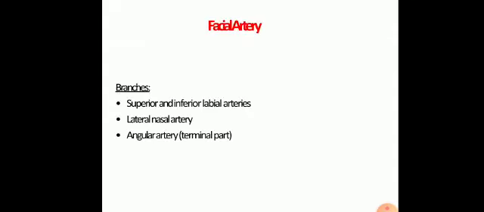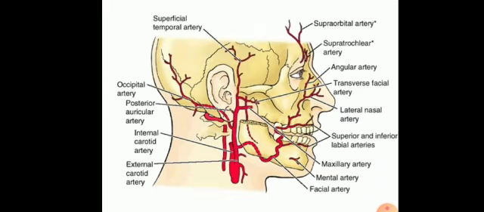Facial artery. The facial artery follows a tortuous course in the face. It gives rise to the following arteries: inferior labial artery, superior labial artery, which supply the lips, and lateral nasal artery, and it continues as the angular artery. This is the facial artery.